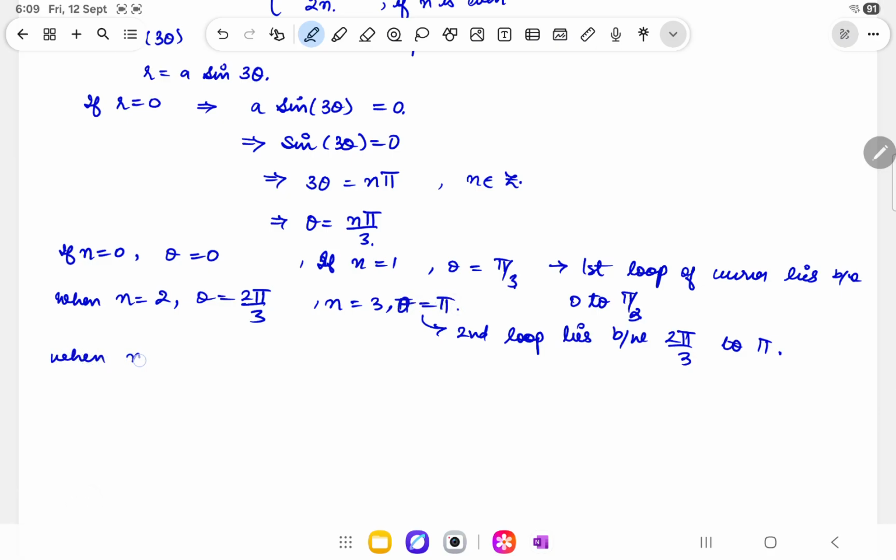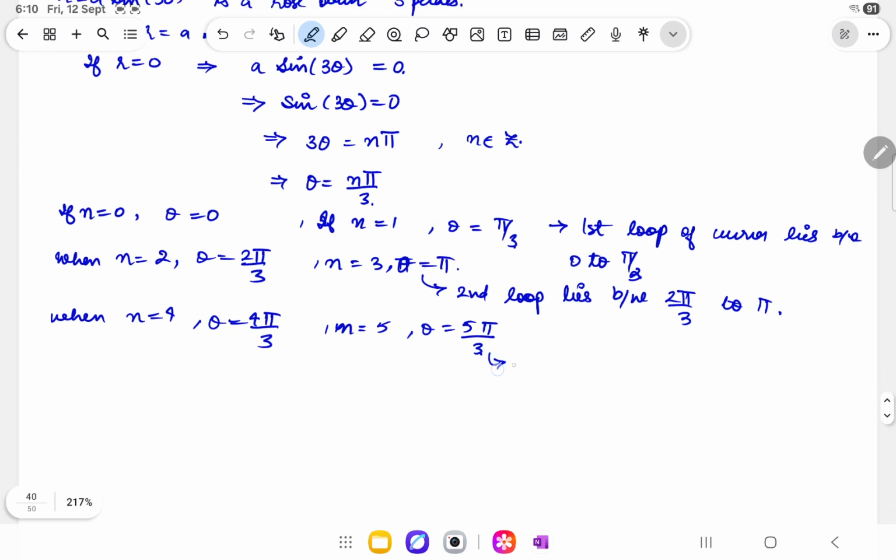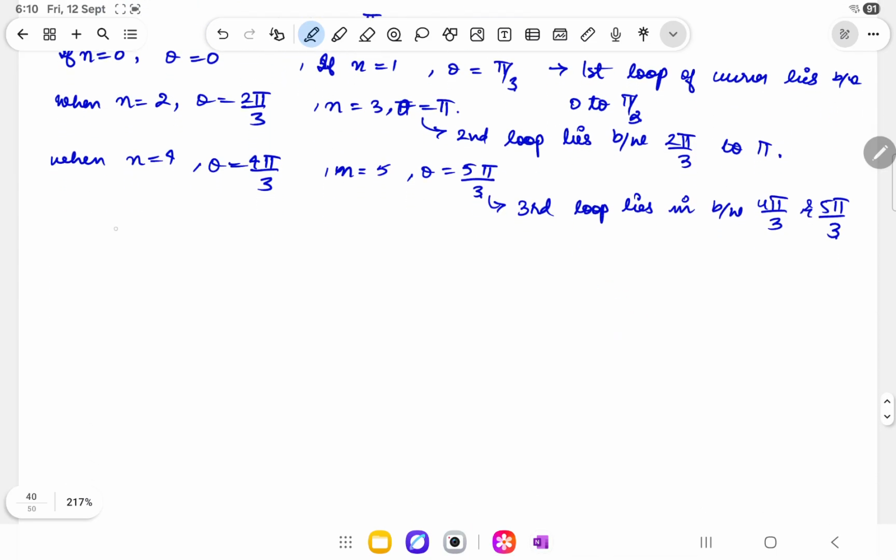Likewise, when n is 4, theta is 4 pi by 3, and when n is 5, theta is 5 pi by 3. So from here I can say that my third loop lies between 4 pi by 3 and 5 pi by 3. Now let's plot the graph, and then we'll find the area.